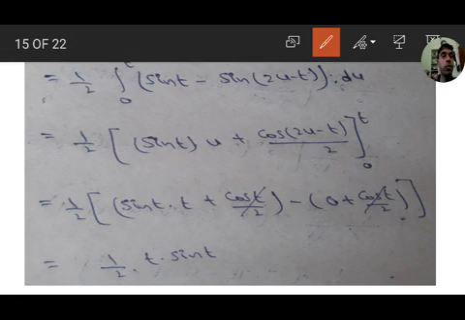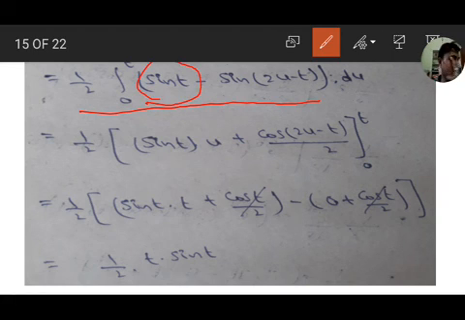That is 1 by 2 integral from 0 to t of sin t minus sin(2u minus t) du. Integration: sin t is a constant with respect to u, and here the integration is with respect to u. So sin t is the coefficient, that is 1 into sin t; the integration of 1 is u.